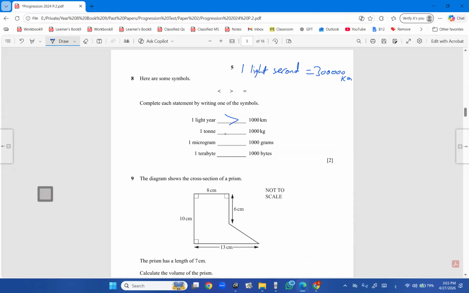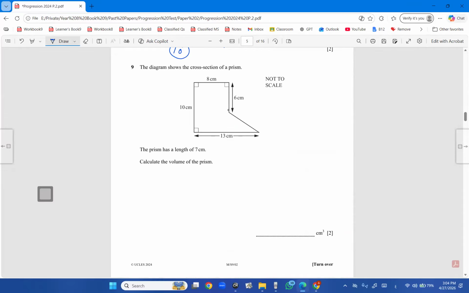1 ton is equal to 1,000 kilograms, yes. 1 microgram is the same as 1,000 grams? No, mister, it is actually 1 gram. 1 gram is bigger than the microgram. Just imagine 1,000 grams. Definitely no, this is bigger. 1 terabyte is 1 multiplied by 10 to the power of 12. We know that tera is 10 to the power of 12, so it is 1 and 12 zeros, mister. Definitely this is greater.